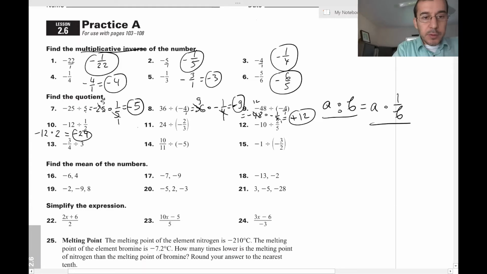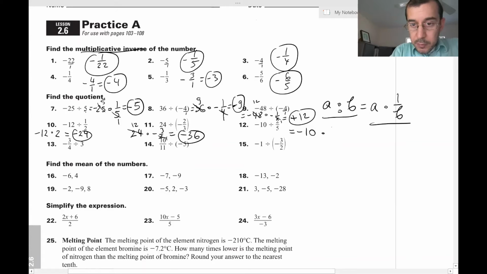Number 11, we have 24 divided, so multiplying, and then the multiplicative inverse of that would be minus 3 over 2. 2 and 24 cancel out by 2. This is 1, this is 12. 12 times, we have plus and minus, so minus, and then 12 times 3 is 36. Minus 36.